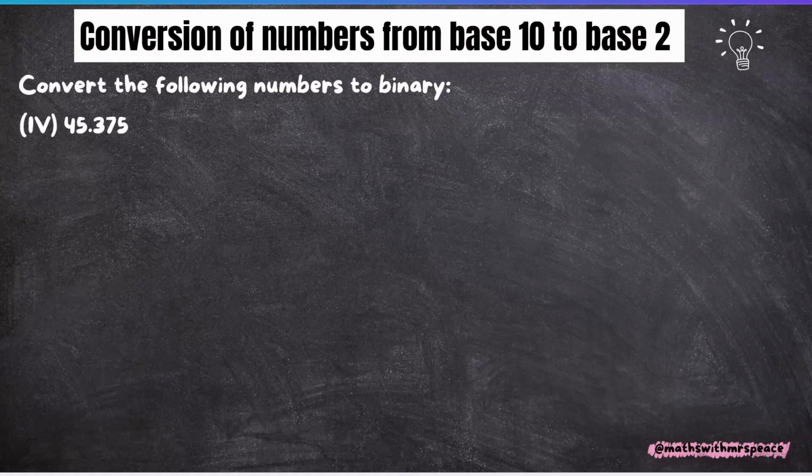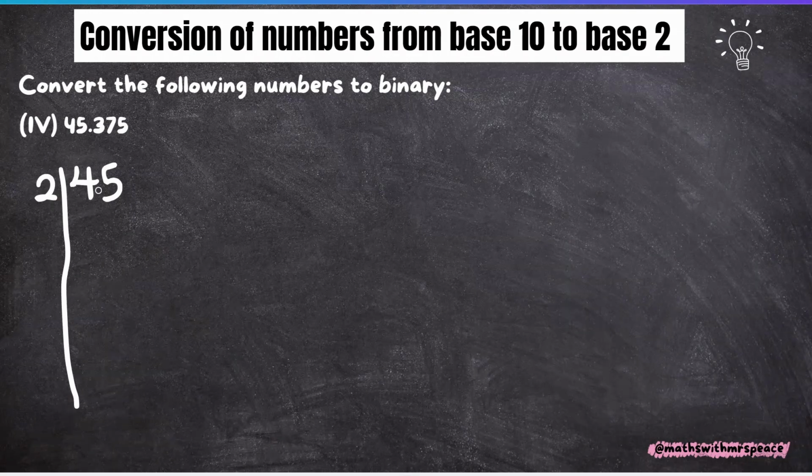Let's go ahead and look at our last example on this conversion. We also have a decimal fraction here, which is 45.375. And we'll be handling it just like we did the example we just finished. So we'll take 45, the whole number part, and convert it to base 2 by performing our repeated division. 45 divided by 2 will be 22 remainder 1.